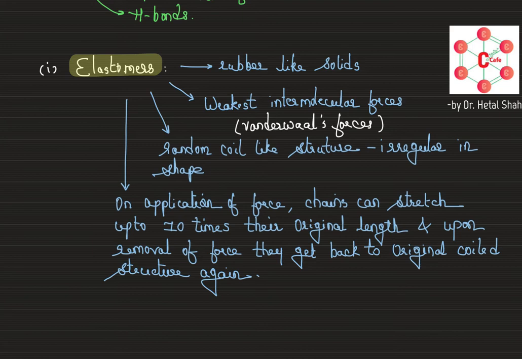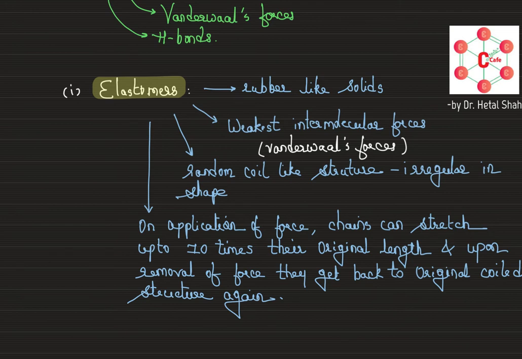And now we just have to do some examples. So I can put up some examples. Buna S is a rubber. Buna N is a rubber. You can even have vulcanized rubber, etc. So all these are elastomers, right? So yeah, this is the first category, elastomers.